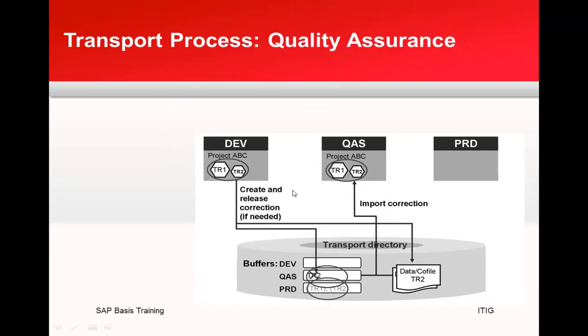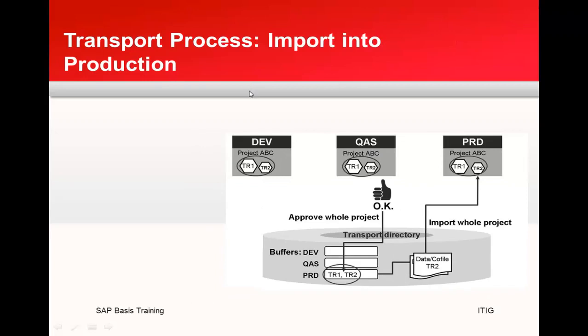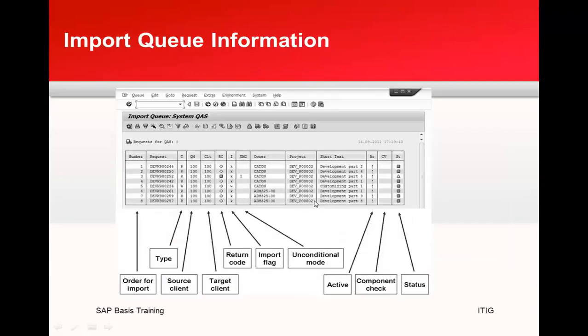Same thing: create and release a correction in the dev system to the QA system, and you import the correction in the QA system. After it is successfully tested and okay, you approve the whole project, and then you can import the whole project in production.